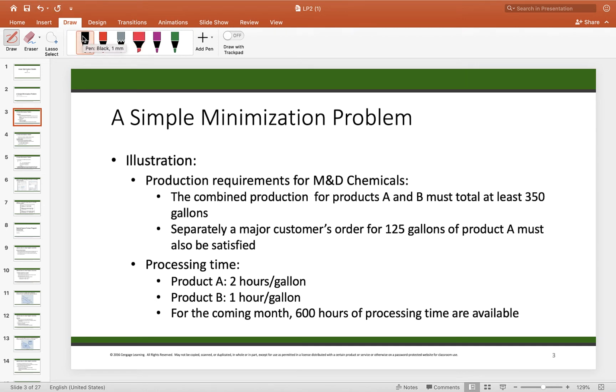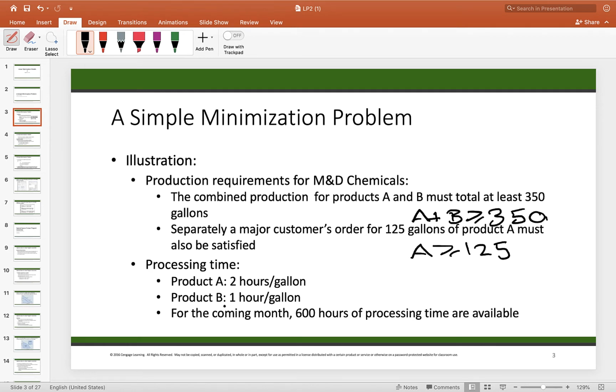The first thing we have is that the combined production for products A and B must be at least 350. So that means that A plus B must be at least 350. And that is the constraint with the parameter on the right-hand side for that request. Separately, a major customer has ordered 125 gallons of product A, which must be satisfied. So product A must be at least 125 gallons to satisfy that particular customer.